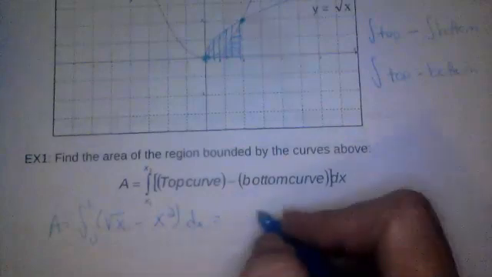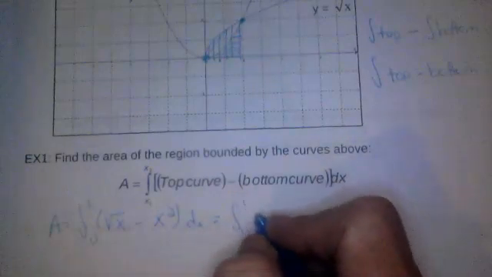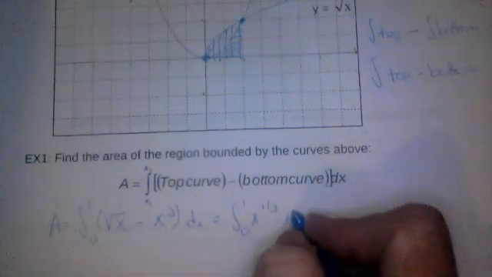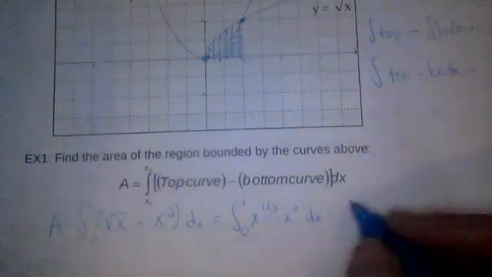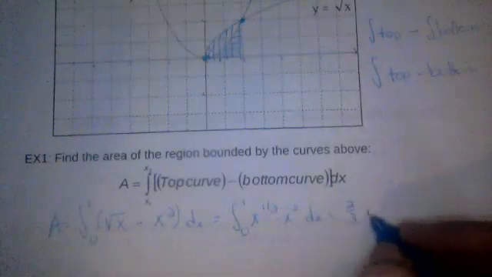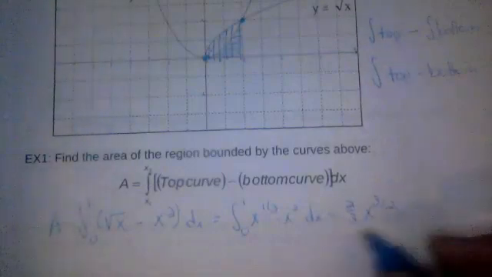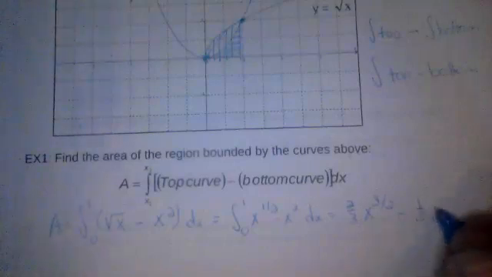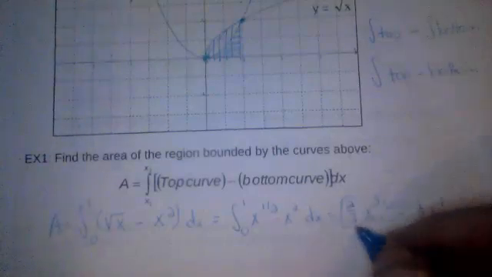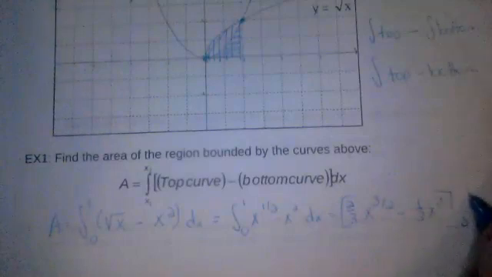Alright, so that gives us the integral from 0 to 1 of x to the 1/2 minus x squared. So this would be x to the 3/2 over 3/2, or 2/3 x to the 3/2, minus x to the 3rd over 3, or 1/3 x to the 3rd, and we're going to evaluate that from 0 to 1.